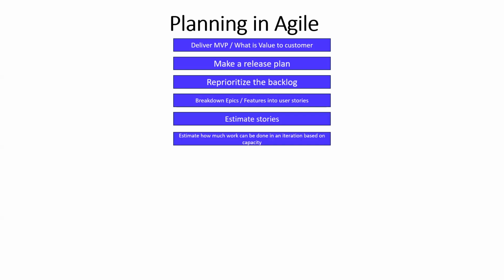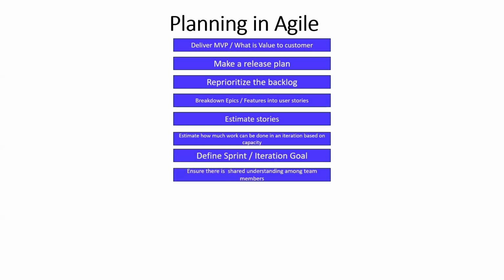Estimate these stories. Okay, estimate how much work can be done in iteration based on the capacity. Let's say we've got 4 people. How much can 4 people do for 2 weeks duration length of the sprint? Based on the estimation, we can say, okay, this is what we can do. This is the effort we can deliver from this capacity. Define sprint or iteration goal. Ensure there is shared understanding among team members. Very, very important. Individual interactions are more important than process and tools.